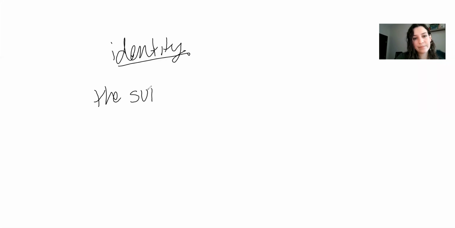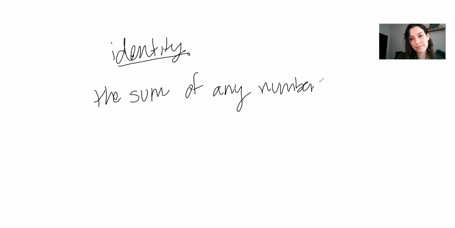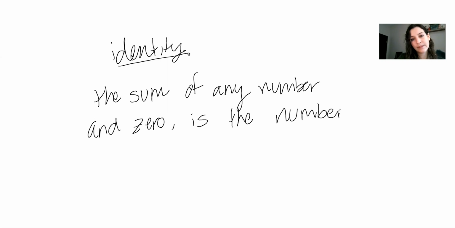So for the identity property, the identity property tells us that the sum of any number and 0 is the number. So we have that in words. Now let's see what that means in numbers.